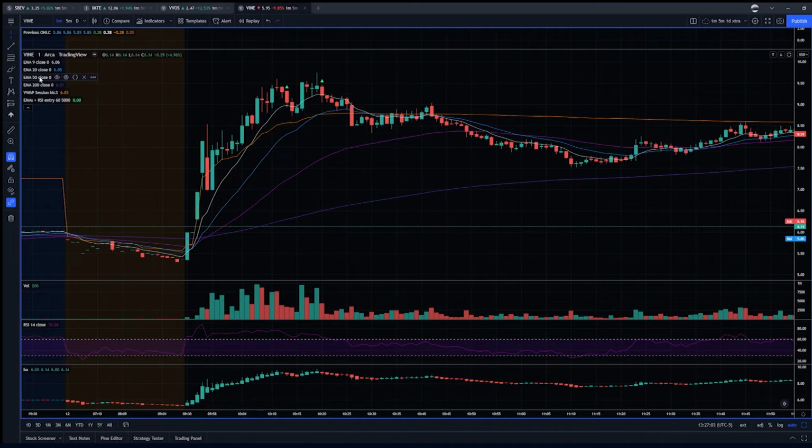So the smaller the number of samples for the average, which are these 9, 20, 50 and 200, the higher the responsiveness of the EMA to the price action. And you can see it here clearly because, for example, here on VIE, the price moves higher, okay? And you can see that the 200 barely moves.